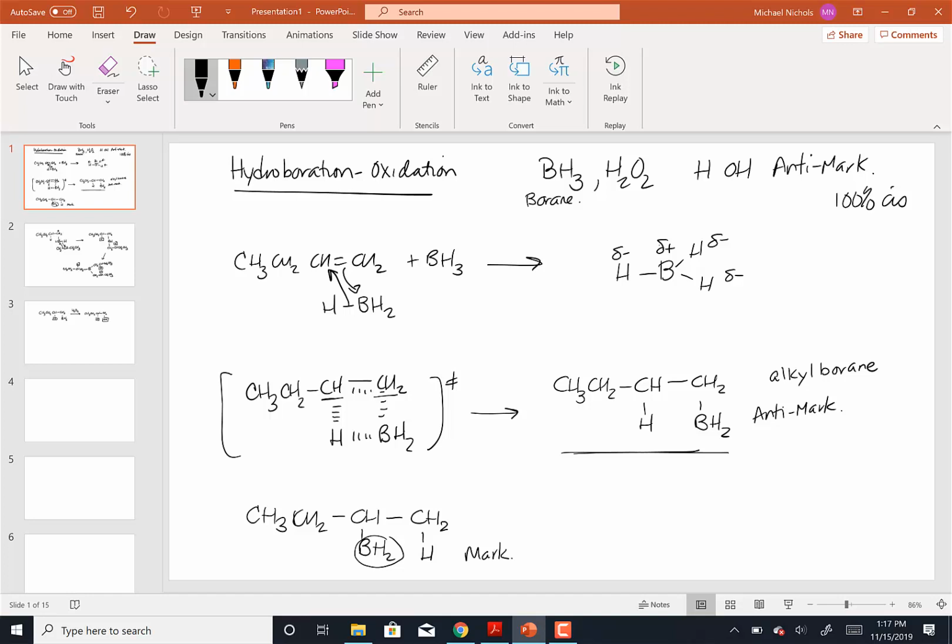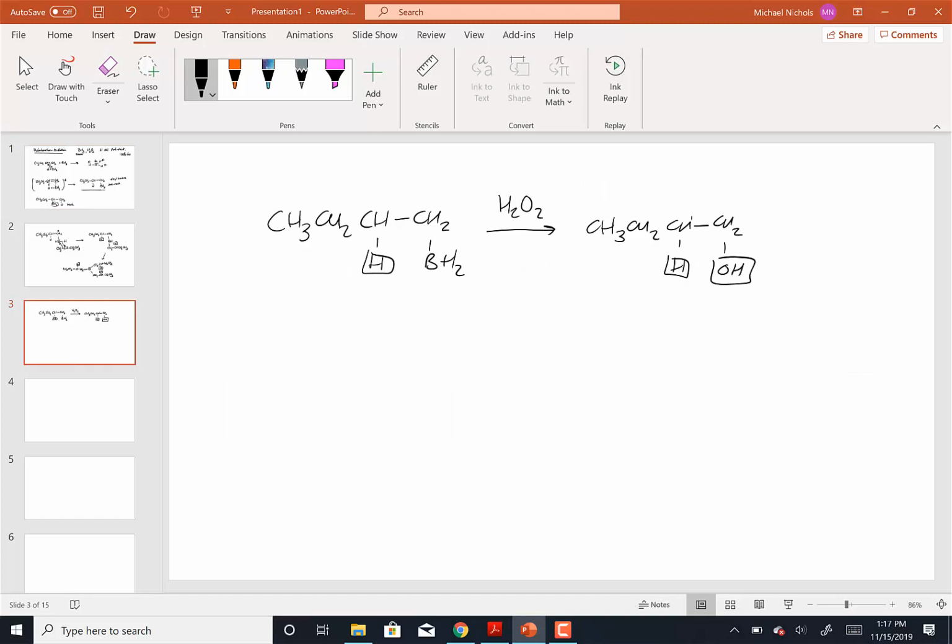Now we wouldn't see the 100% cis stereochemistry in this example, right? Well, I don't have any chiral centers, so I can't see the stereochemistry 100% cis unless I make molecules with chiral centers, and this one doesn't have any chiral centers.